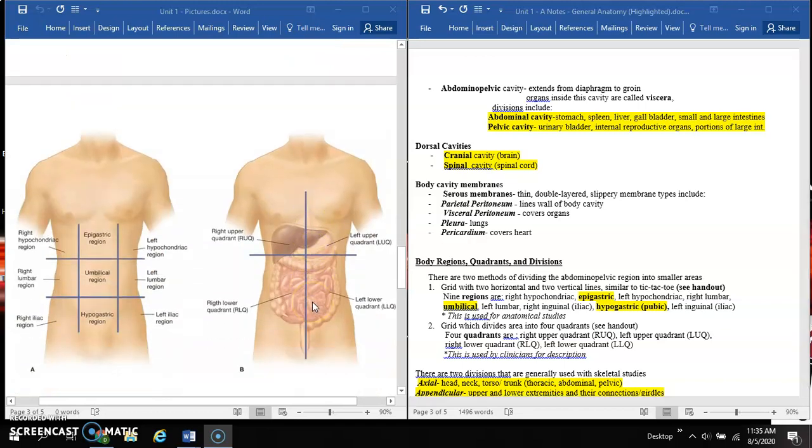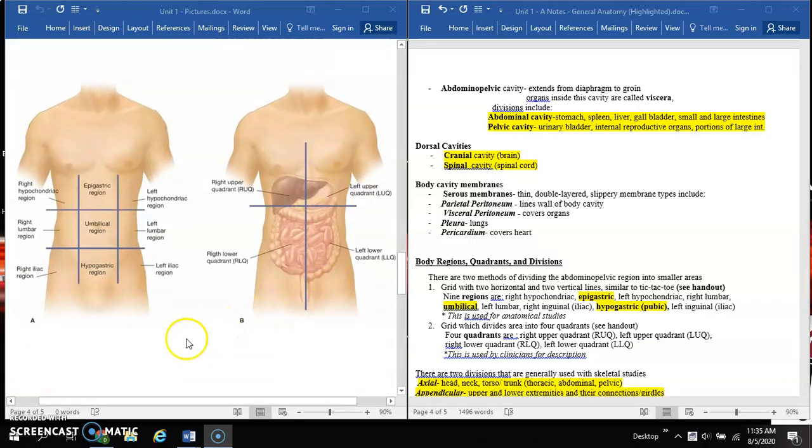Now let's take a look at the way that you're divided. Your body cavities are divided based on how you're viewing them. If you're taking an anatomical view and you want to be very specific about structure and what's found where, you're going to probably use the body regions.